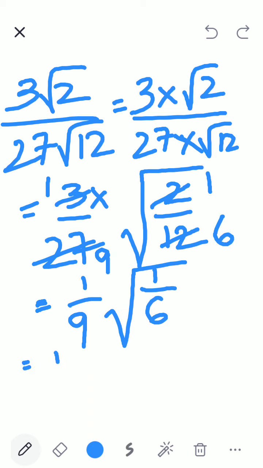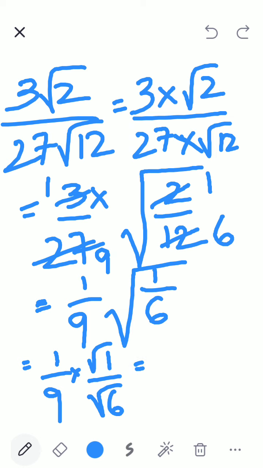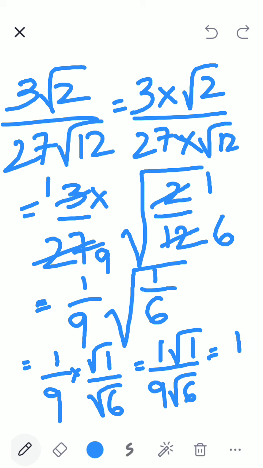So I will repeat 1 divided by 9. Now I will break the house. So I will say root 1 multiplied by root 1 divided by root 6. Then I can combine the numerators. I will write 1 root 1 divided by 9 root 6. 1 root 1 is what? Nothing but 1 divided by 9 root 6. This is the final answer.